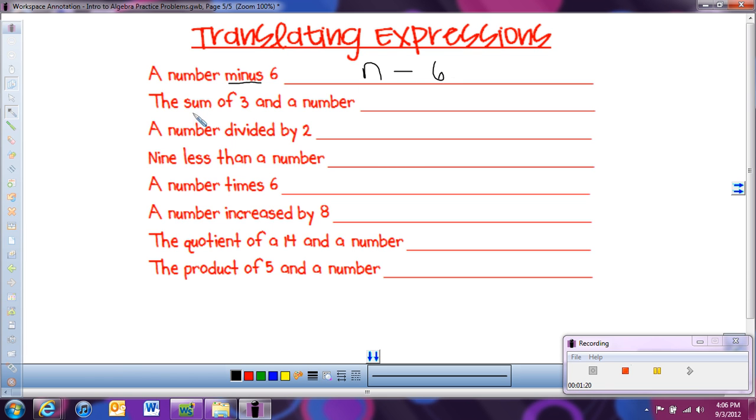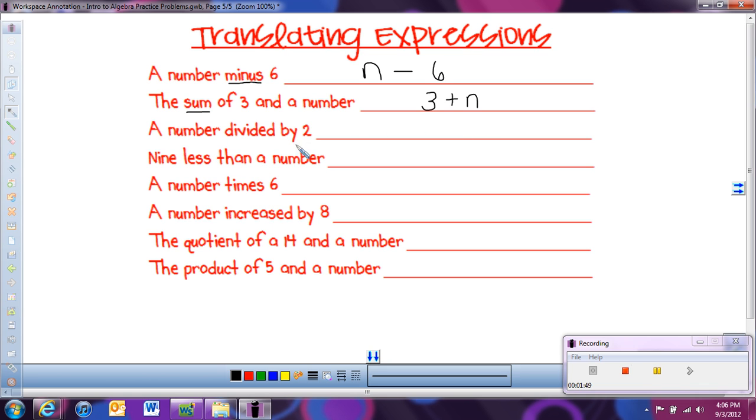So looking at this next one, it says the sum of 3 and a number. And my key word in this one is sum. Sum means add. And so now it says the sum of 3 and a number. Well, okay, so it says sum of 3, so we need to start with 3, and we need to add on a number. I'm just going to keep using n because it's just a number. You can use whatever variable you would like: 3 plus n.